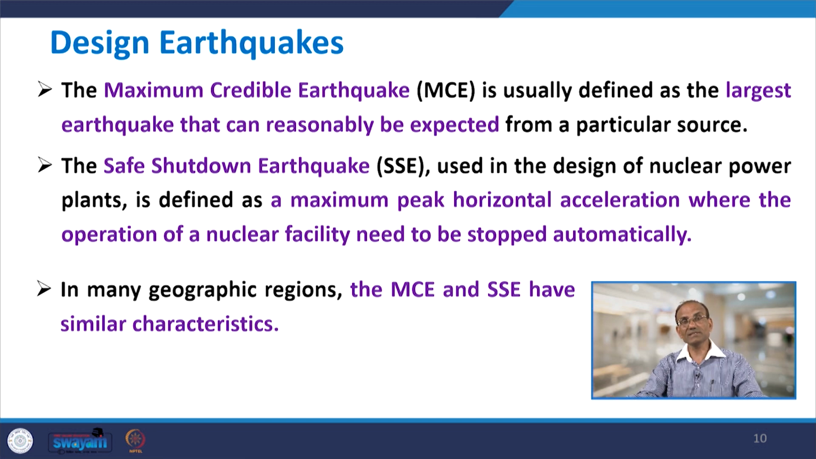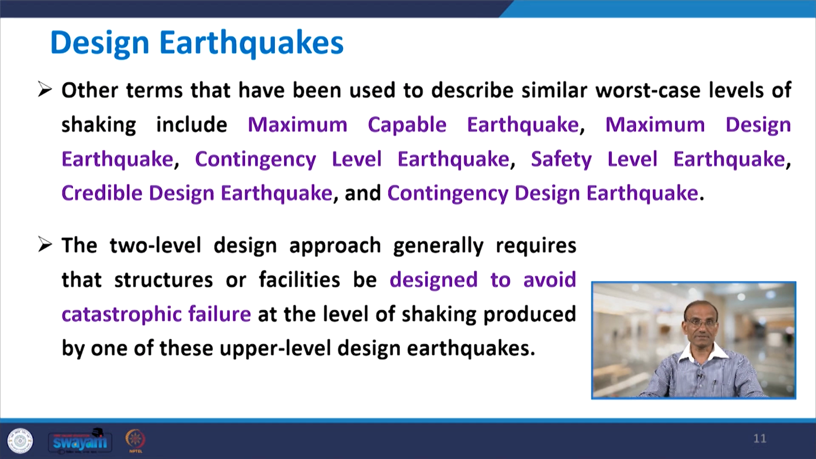So, either MCE or SSE is the earthquake with the highest level of shaking, where one can assume the aim is to avoid catastrophic damage. Other popular terms used instead of MCE are maximum capable earthquake, maximum design earthquake, contingency level earthquake, safety level earthquake, credible design earthquake, and contingency design earthquake. So many terminologies exist, but mostly MCE and SSE are the most popular.